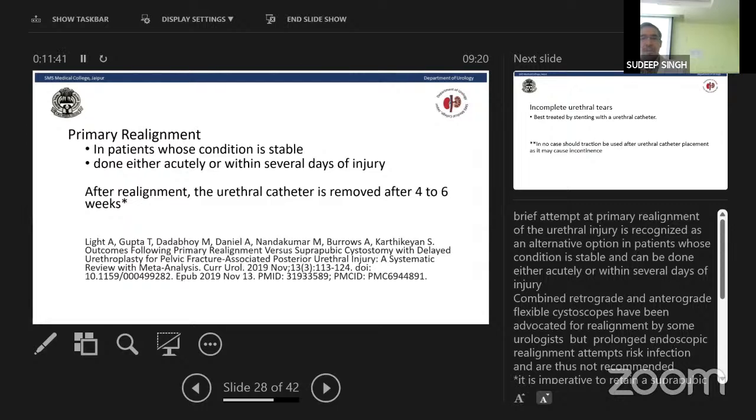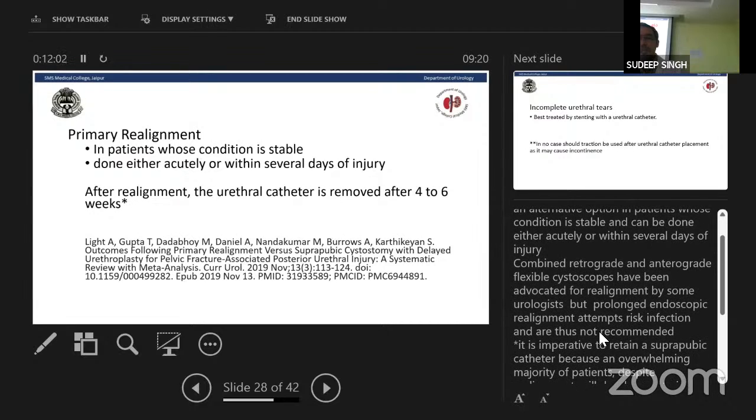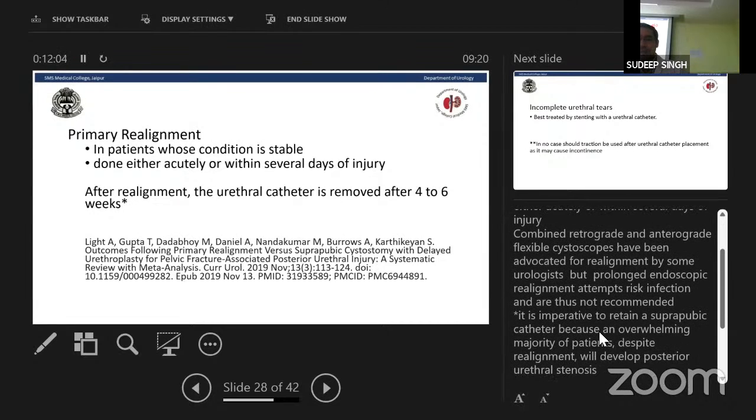Primary realignment is a brief attempt that may be done, and it is recognized as an alternate option in patients whose condition is stable. It can be done either acutely or within several days of injury. Some urologists do combined retrograde and antegrade flexible cystoscopy for realignment, but such attempts have been shown to increase the risk of infection, thus it is not recommended.